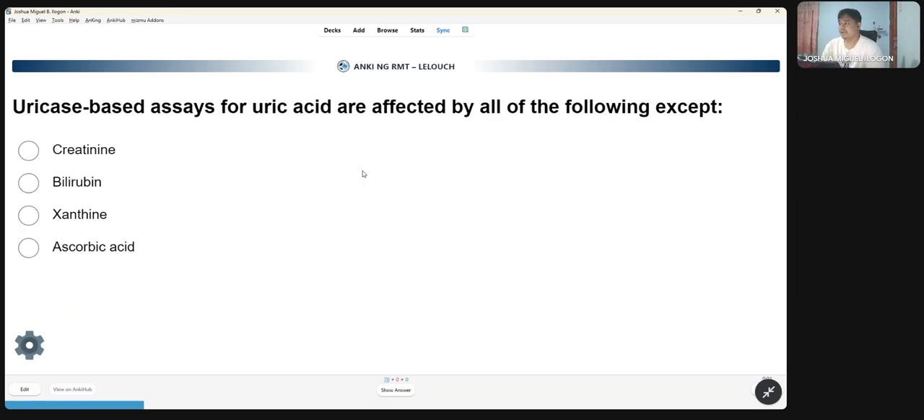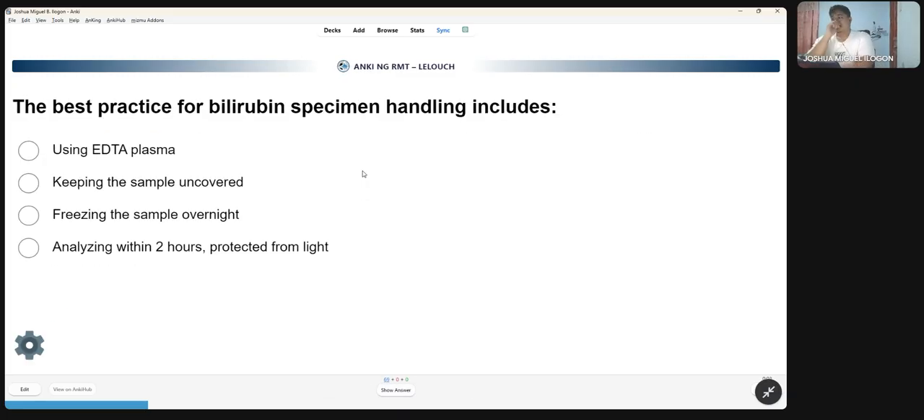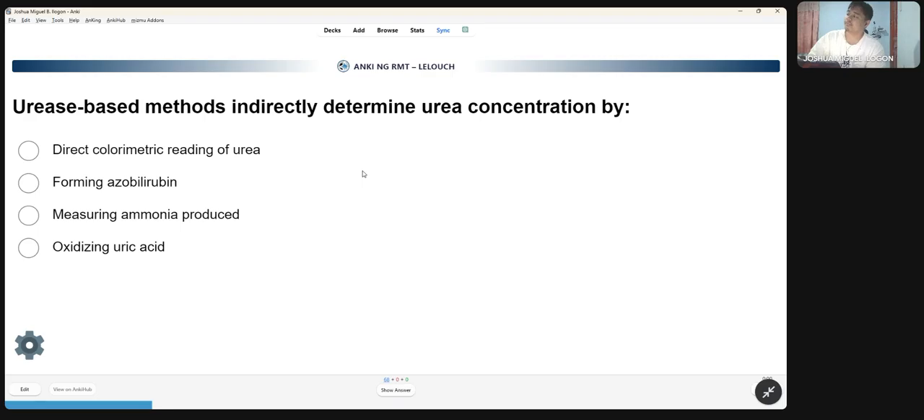Uricase-based methods for uric acid are affected by all the following except creatinine. The best practice for bilirubin specimen handling includes analyzing within 2 hours and protecting from light, because bilirubin does not like light. Urease-based methods indirectly determine urea concentration by the ammonia produced.